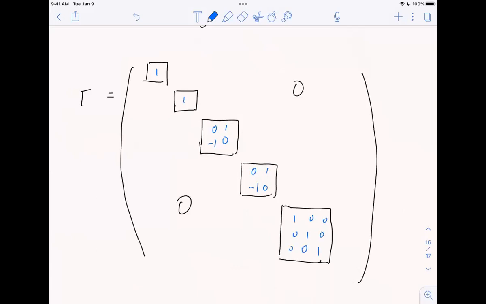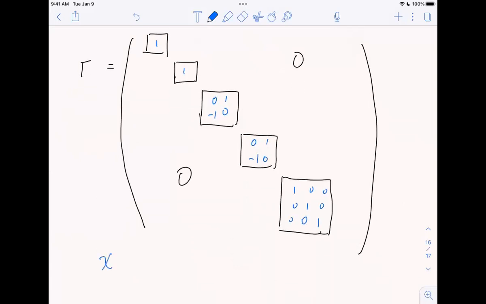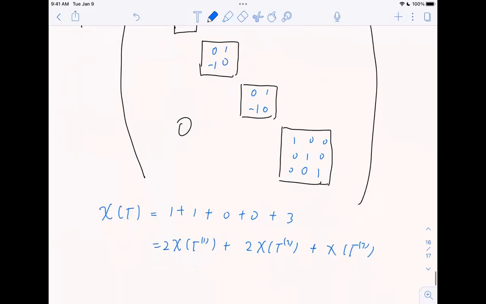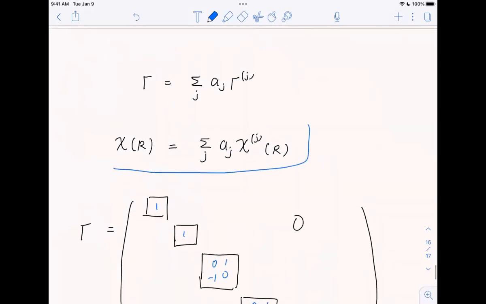So what is the total character of this? The total character is 1 plus 1 plus 0 plus 0 plus 0 plus 0, and this is 3 plus 3. So basically, it is the character for gamma 1 times 2, plus the character for gamma 2 times 2, and then the character for this third one. You just sum over them, and you get this equation.